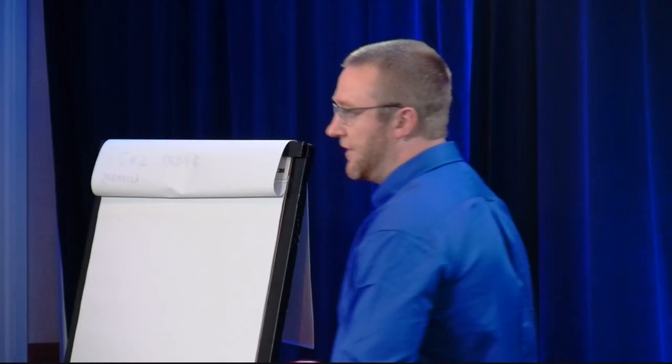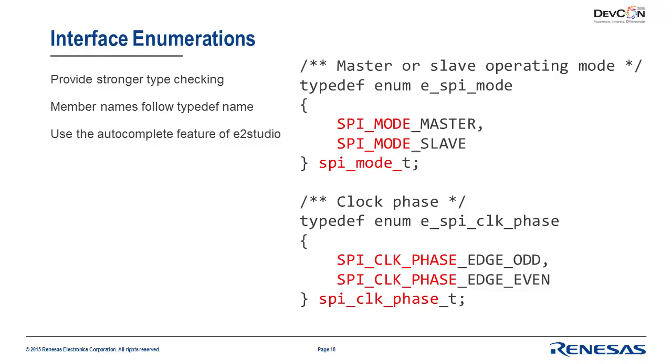So what's that mean and why is it helpful? Let's look at some examples here. This is the SPI interface, and these are two enumerations that we have. One is for the mode, and one's for the clock phase.